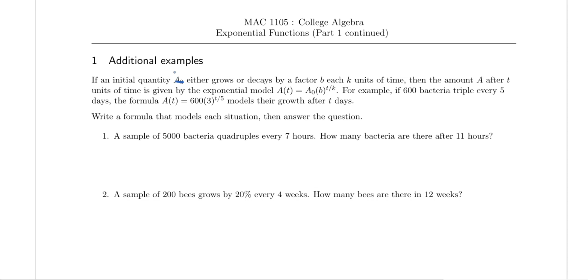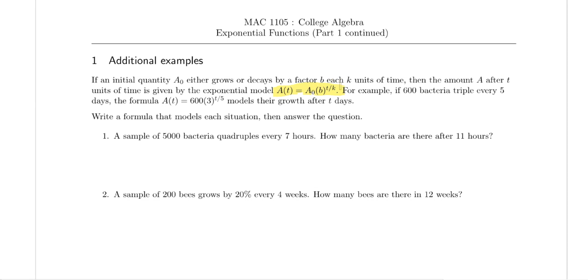that grows or decays by a factor, this time we're going to call the factor B instead of A, each k units of time, then the formula we have is going to be: the amount at time t is the initial amount, A0, times the factor to the power t, the time, over k.